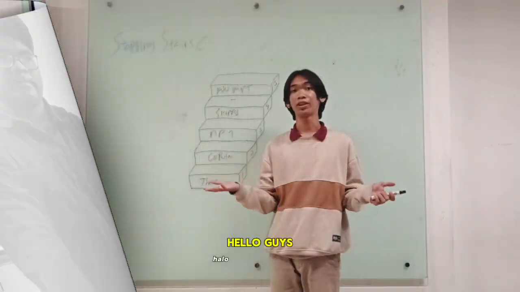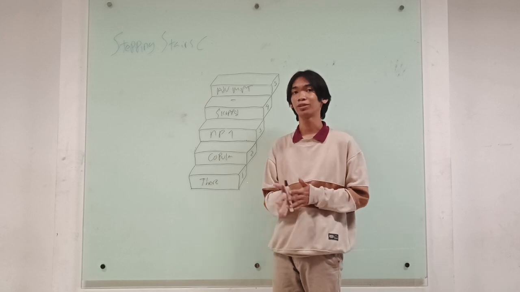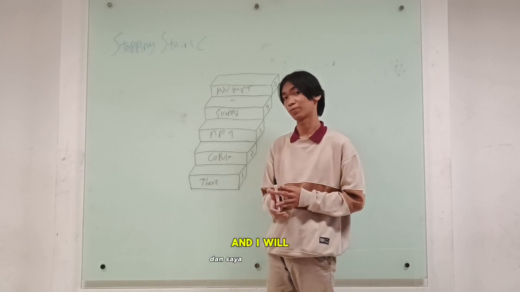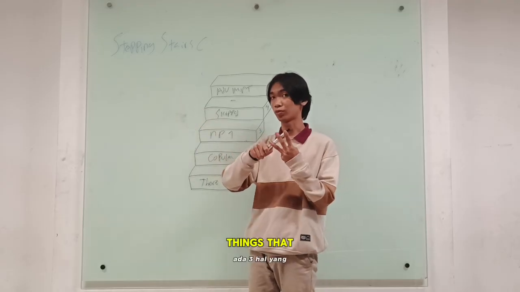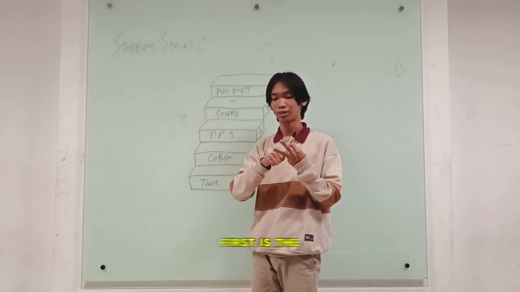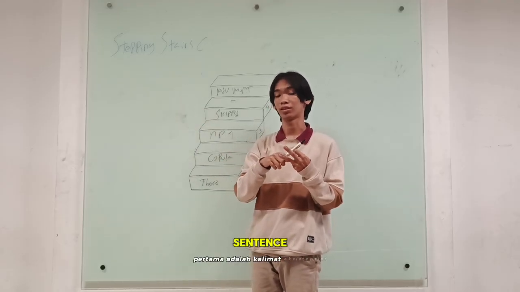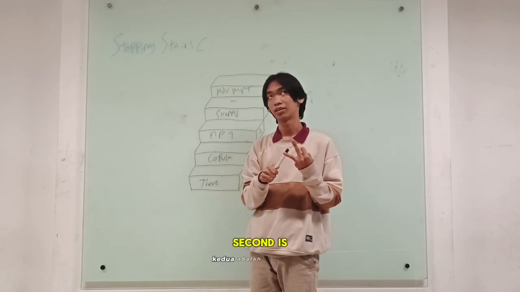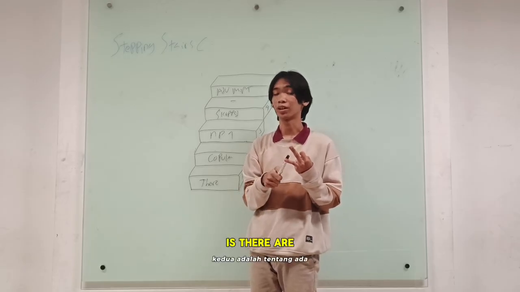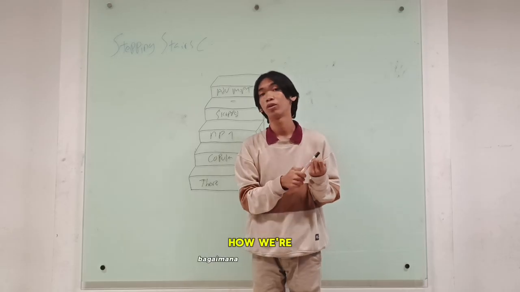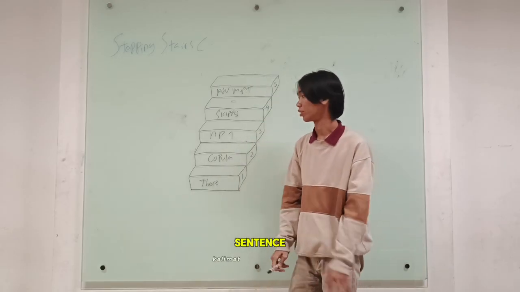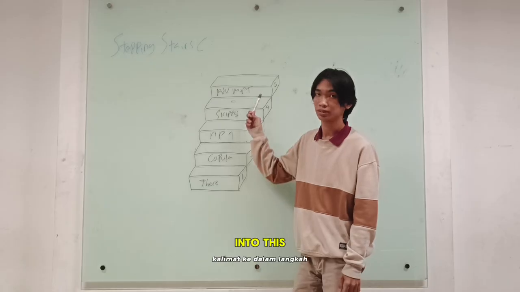Thank you. Hello guys, welcome to my section. My name is Dionisius Gleen, and I will explain about stepping stairs C. There are three things that I am going to explain. First is the existential sentence. Second is about there is and there are, how we are going to use them. And third, how we are going to duplicate a sentence into these steps.